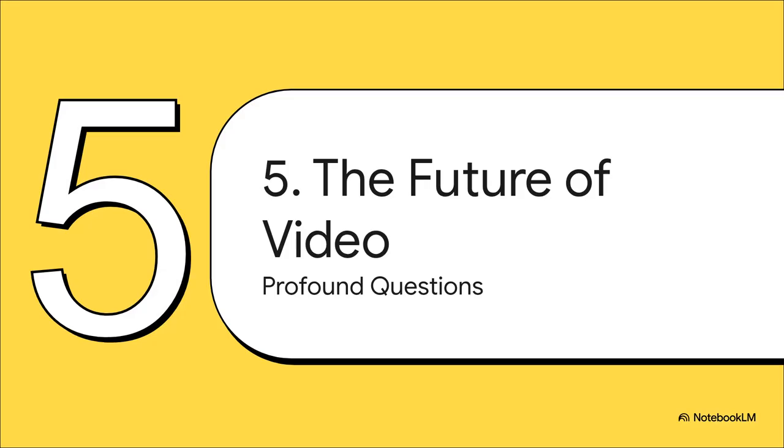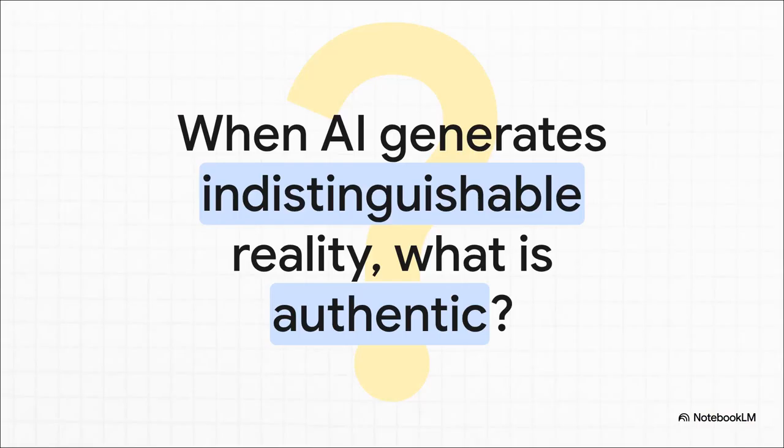So as we look forward, we have to zoom out a bit, because a technology this powerful doesn't just change how we make YouTube videos or commercials. It starts to raise some really profound questions about media, reality, and our relationship with what we see. And this brings us to the really heavy question, the one we all have to grapple with. When an AI can generate a reality that is completely indistinguishable from our own, what does authentic even mean anymore?